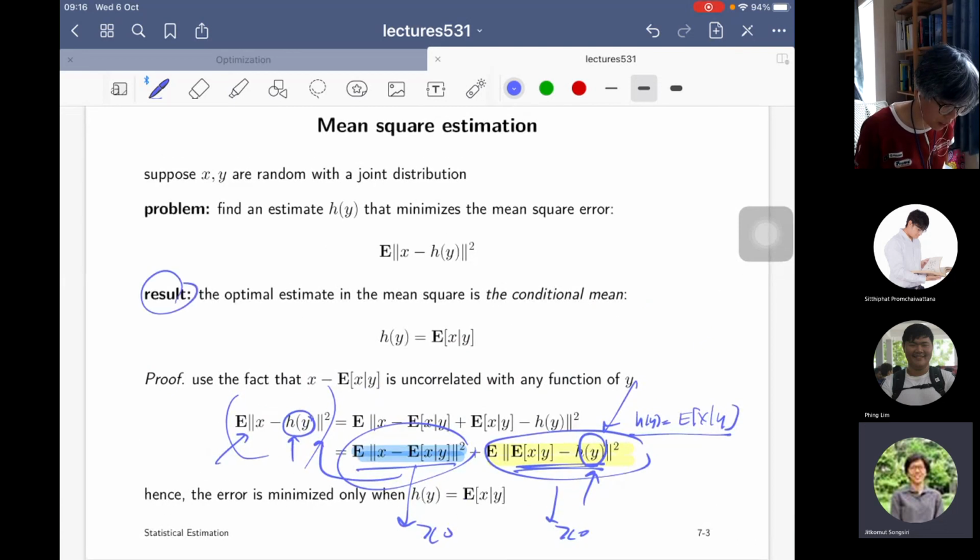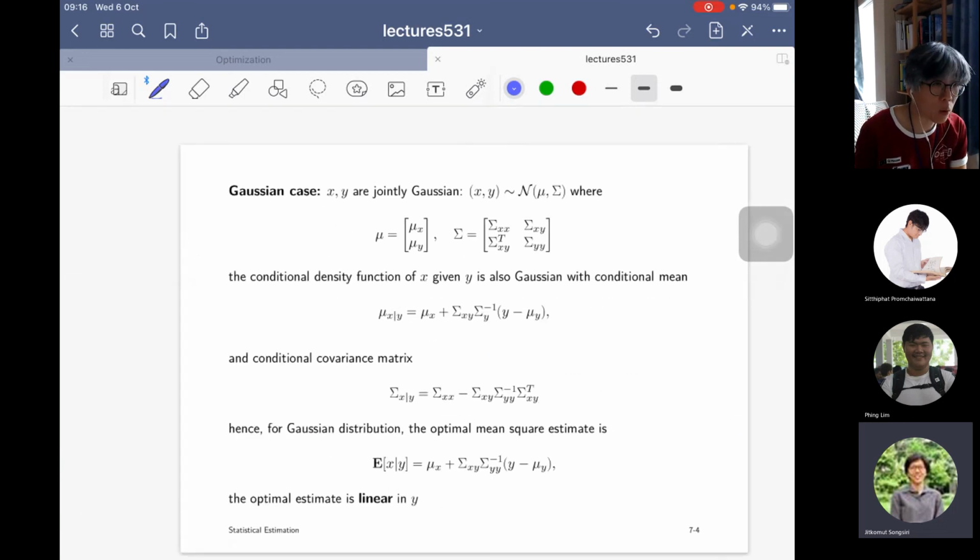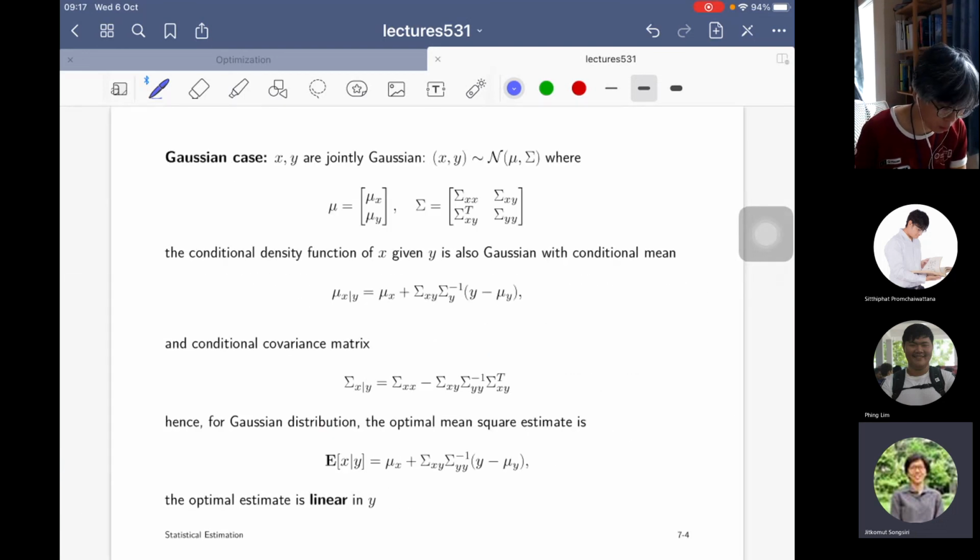This is the result that when x and y are jointly distributed, and y is measurable, the best way of estimating x is to use the conditional mean. It cannot be anything else. Okay. Now, I would like to give some examples, easy examples as well.